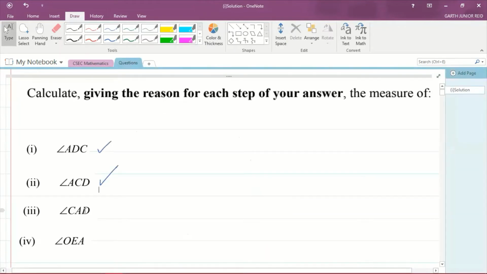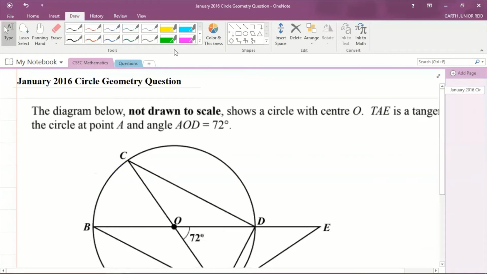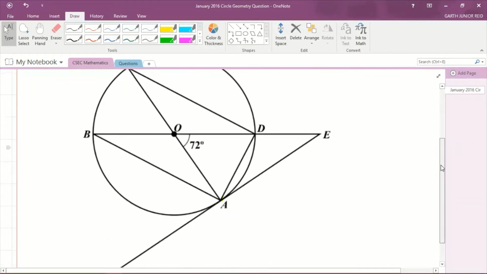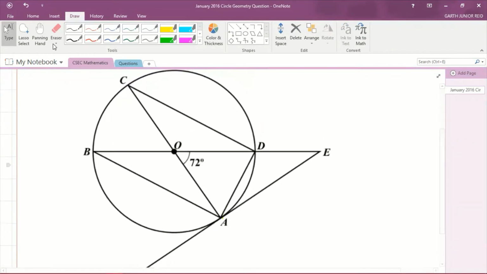The third part of the question says that they want angle CAD. Angle CAD. What is that angle? Let's just look in the circle here. Angle C, here is C, then A, then D. So it means that they want this angle A, that angle right there. Good. Now, how would we calculate that angle?